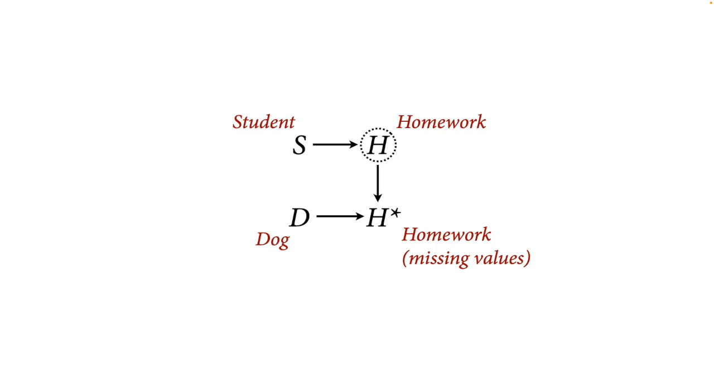Say the students say, "My dog ate my homework." Here's the dog. This is a mechanism that leads to homework going missing. And so the descendant H star, the vector of homeworks with missing values, is influenced both by the true homework, that was submitted or would have been submitted had the student done it, and the dog that eats homework. And in this particular DAG, I want you to pay attention to the dog. That is the missingness mechanism in general, and what is influencing the homework that the dog eats.